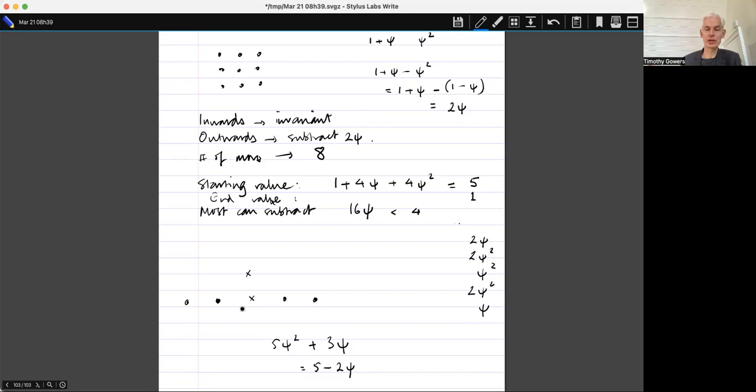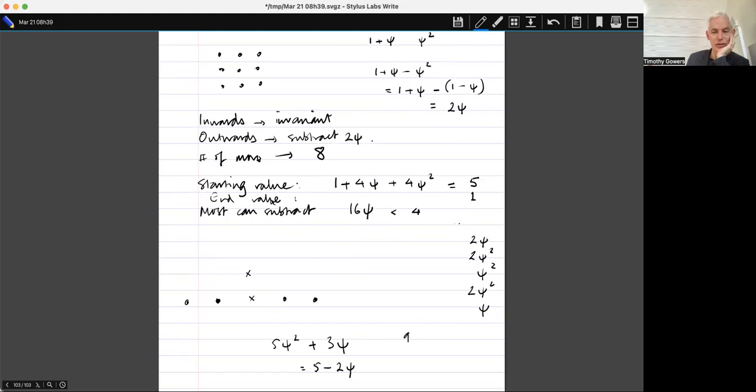What's the best I can subtract? So if it's coming inwards, makes me subtract. No, it makes me subtract less. It's the outward moves that do the subtracting. So if I went outwards here and outwards here, that one subtracted 2 psi, so it subtracts 2 psi squared, so I can subtract another 4 psi squared.